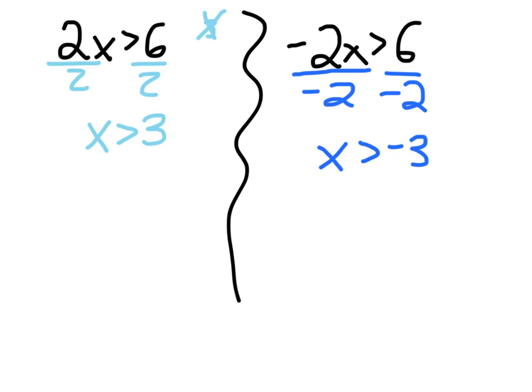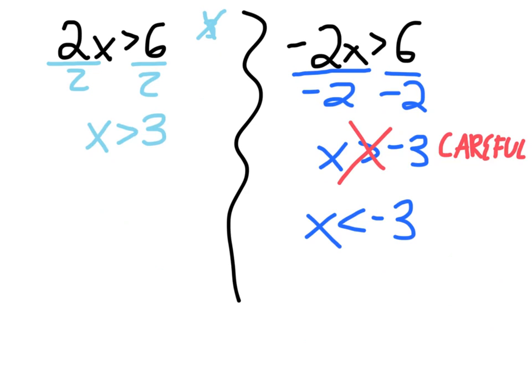But let's look back at our inequality. Let's choose something that's greater than negative 3. For example, negative 2. Negative 2 times negative 2 is positive 4. This is not greater than 6. So something is different. Because the bigger digits of our negative numbers are actually more negative, our rule reverses. So we actually want x is less than negative 3 to make this inequality true.